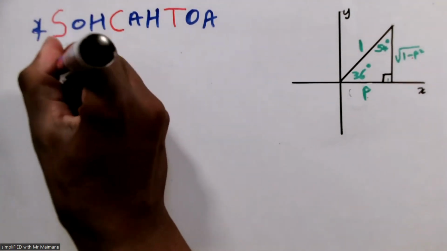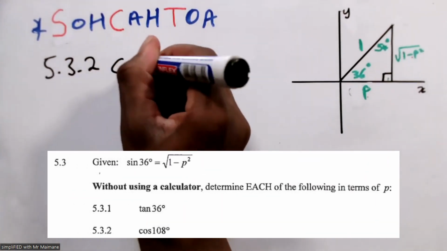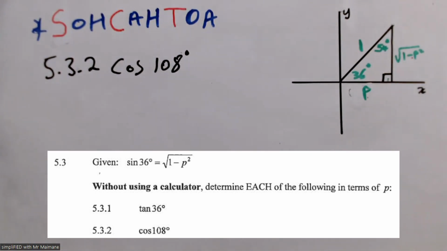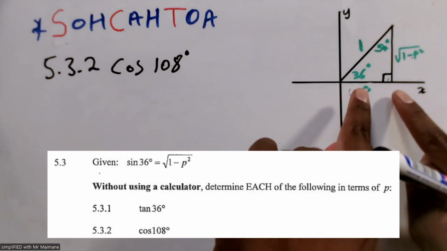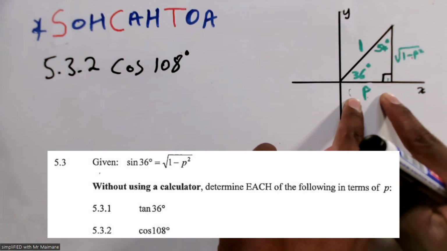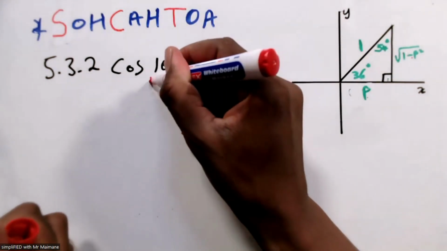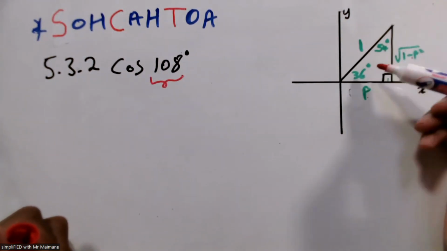Now, looking at 5.3.2, they want us to determine cos 108 degrees. But we determine cos of 108 degrees using the very same information that we have here from 5.3 entirely. Now, the question is to try to relate 108 with either one of these angles here.